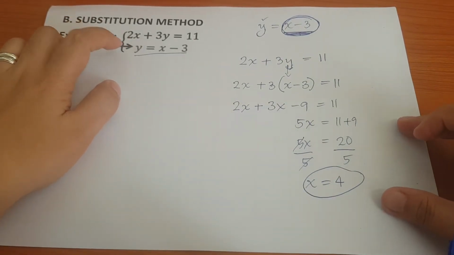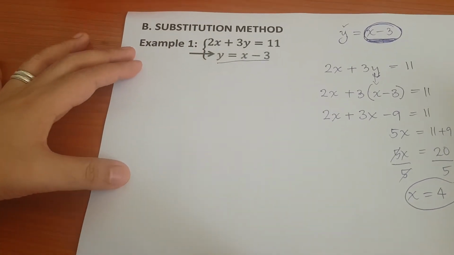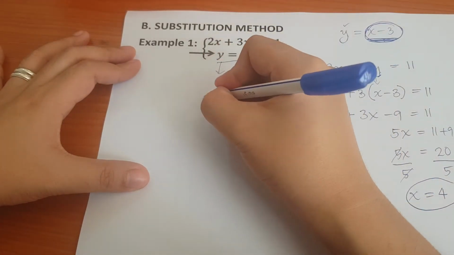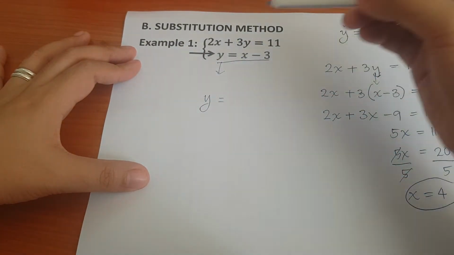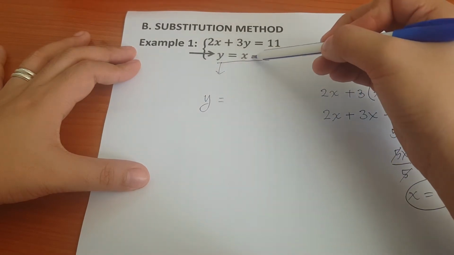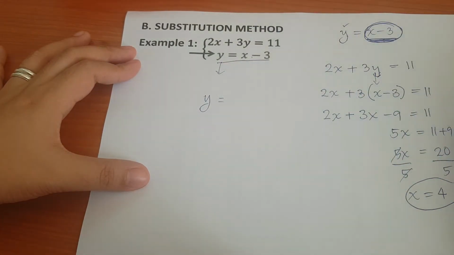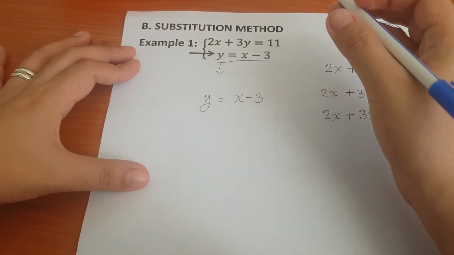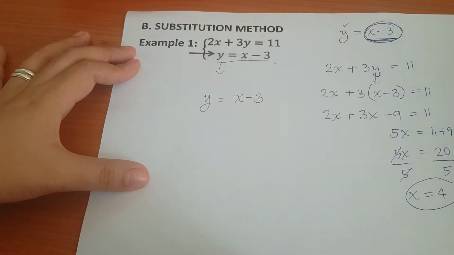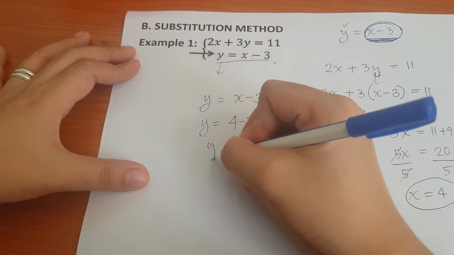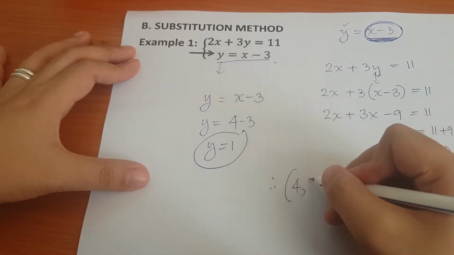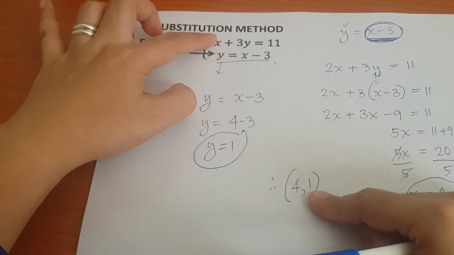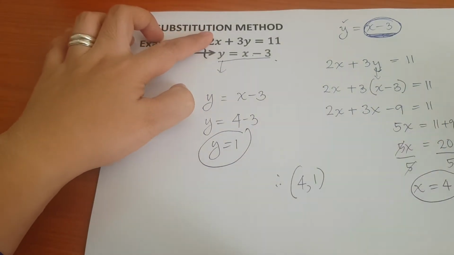Now we will go by solving for the value of our y. So I will use the second one. By the way, it's up to you. Either you substitute this 4 to the first or to the second, still you will get the same answer. y equals x minus 3. In this case, I will choose equation number 2. So what is my x? x is 4. 4 minus 3. So y is 1. Therefore, x is 4, y is 1. So the two lines meet or intersect at 4, 1.